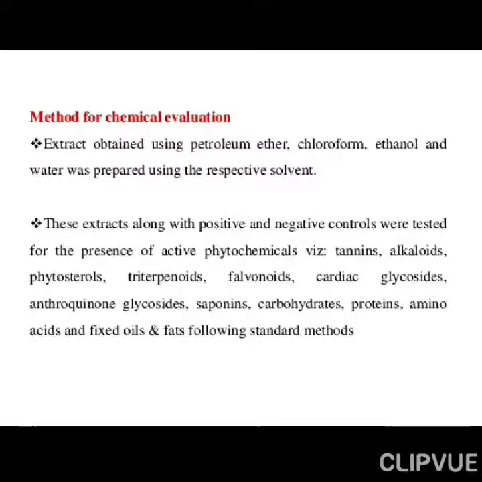So we can use maceration, infusion, Soxhlet apparatus or a different extractor, the percolator, right. Depending on the type of method we select, the type of apparatus and the solvent also vary, right. The extracts along with the positive or negative colors were tested for the presence of active phytochemicals. For example, tannin, alkaloid, phytosterol, terpenoids, flavonoids, cardiac glycosides, anthraquinone glycosides, saponin, carbohydrates, proteins, amino acids, fixed oils, and fats. These are the different constituents which may be present in your crude drug.